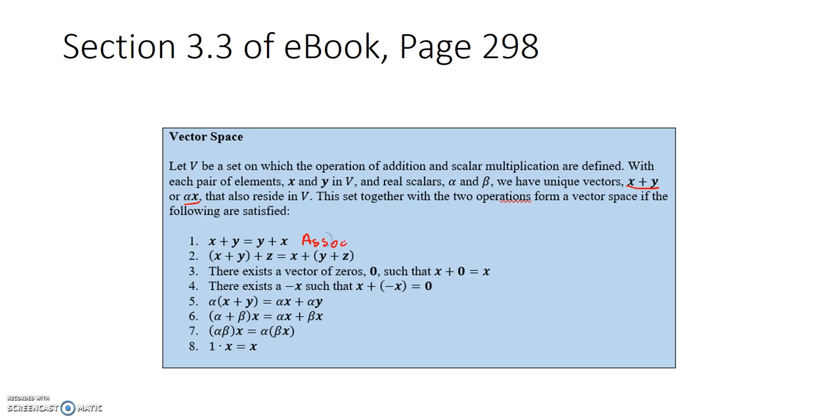This is the associative property. This is the, I take that back. This is the commutative property, and this is the associative property.